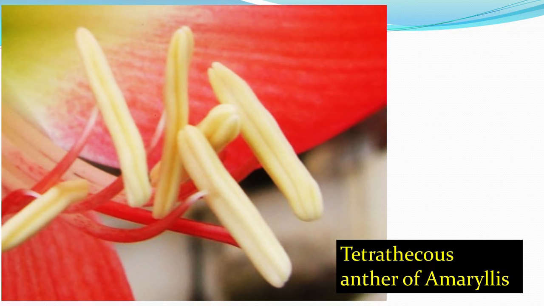As we see here, this plant is a monocot plant and it is amaryllis. I think you can see there are 6 stamens. Each stamen consists of 4 longitudinal structures, 3 are seen from this side and 1 on the other side is not visible. So, usually 4 longitudinal structures, 4 sporangia, are arranged in this anther.